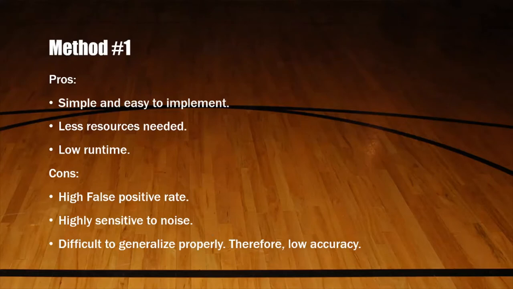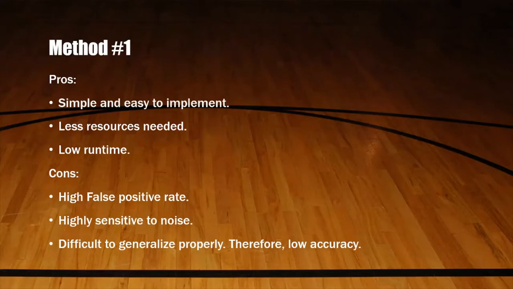We have high false positive rate, because in various situations the nets inside the hoop might move. There might be air, or there might be something which tends them to move, and if they move, then it will be detected as a shot or something like that. So that incurs some false positives in our results, which is not good. And there are many other conditions which give us false positives.